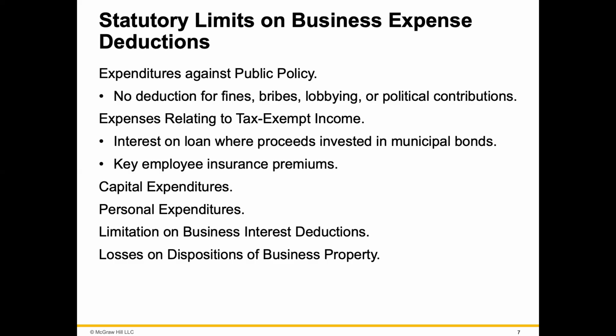Influence or corrupt government officials are not deductible. Money spent on lobbying or donations to political campaigns cannot be deducted as they are not considered ordinary and necessary expenses for generating business income.